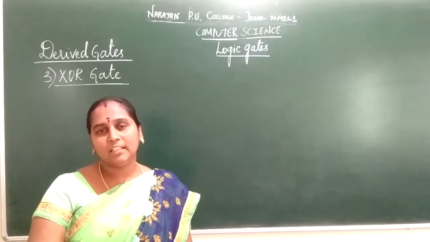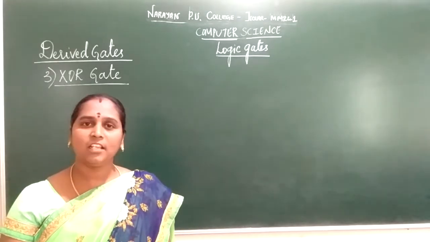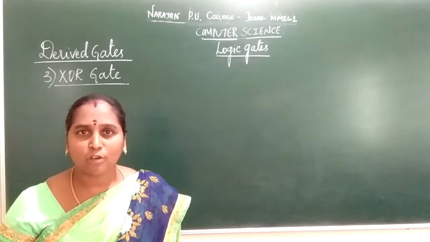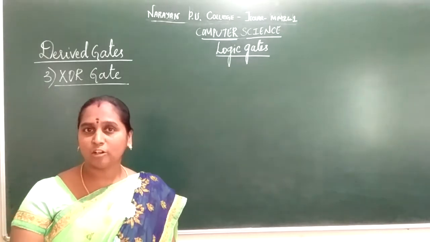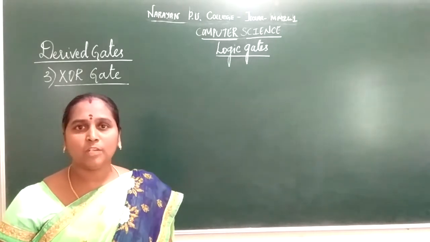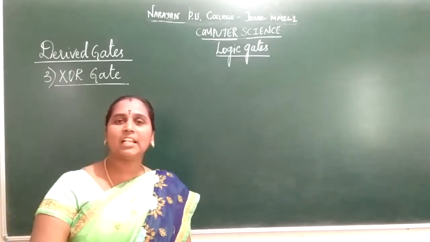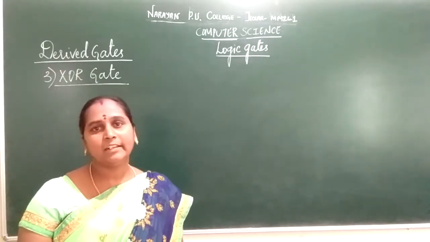Then we have seen the NAND gate. The second type of derived gate is the NAND gate. What does the NAND gate mean? It also operates on two or more input signals and produces one output signal. If the input signals have high voltage, then the output will be low. That is the NAND gate.